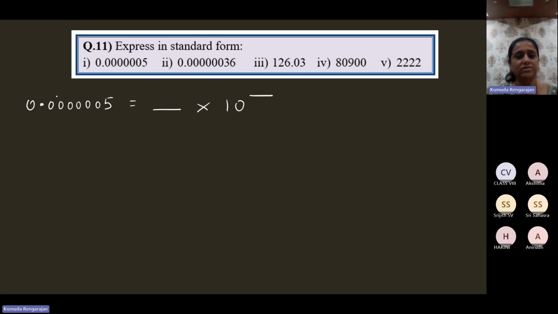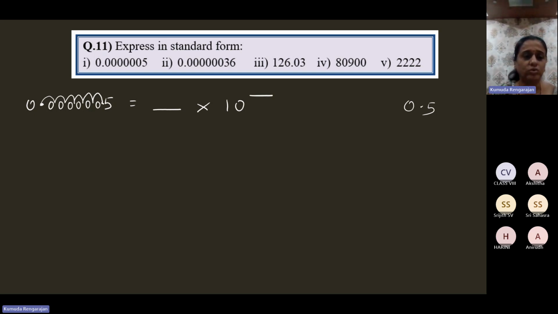Now let's shift the decimal point. 1, 2, 3, 4, 5, 6. Supposing we get it here. What's the number? It is 0.5. No, it is less than 1. But we are looking for 1 or anything more than 1 but less than 10.